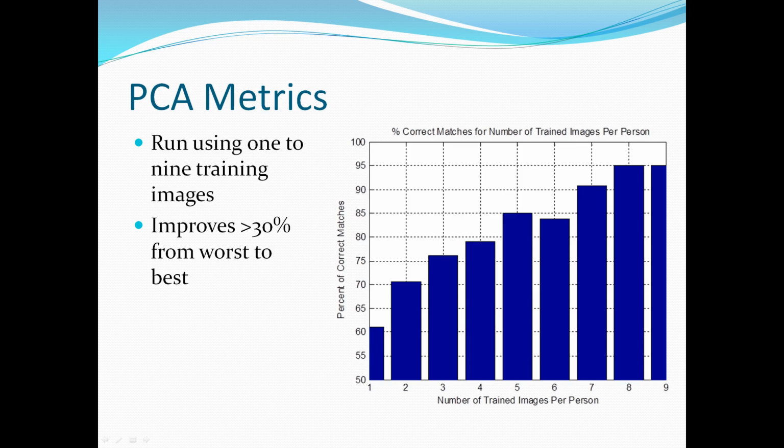This proves that the more images trained into the computer or processor of choice, the better the mean face quality is and the more accurate the mean-centered images are. This in the end will allow for greater accuracy in determining the best match.